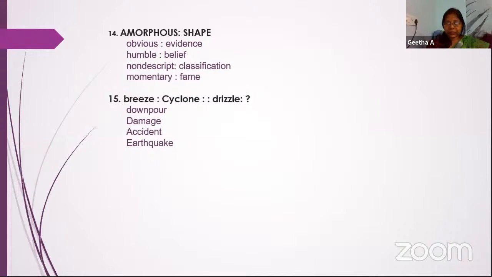So moving on to the next one, we have breeze, cyclone, drizzle, and dash. There you will have downpour, damage, accident, earthquake. So the relationship between breeze and cyclone will be the same relationship between drizzle and something else, right? Kirti says earthquake. Okay, we will just look into the answer then. I hope all of you have tried it. So shall we just go ahead and look into the answer?